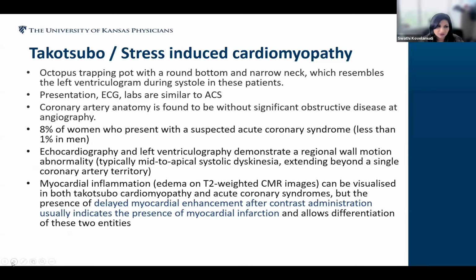So what is Takotsubo or stress-induced cardiomyopathy? Takotsubo is actually the Japanese name for the octopus trapping pot. And it presents much like a myocardial infarction would, with chest pain, shortness of breath, sometimes cardiogenic shock. And the ECG and labs are also similar to what you would see with a myocardial infarction. All these patients eventually get a coronary angiogram, and their anatomy is almost always found to be normal or minimally obstructive. 8% of women, so almost 1 in 12 women that present with an acute coronary syndrome, are found to have Takotsubo's cardiomyopathy.